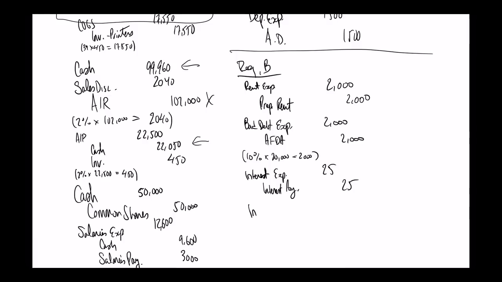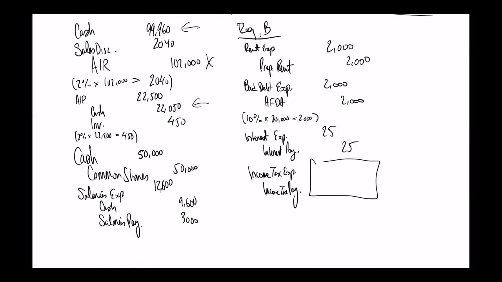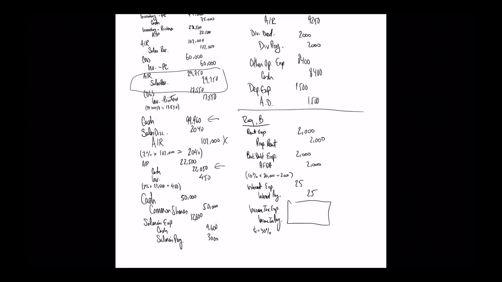And finally, we have income tax expense and credit income tax payable. And we don't know what it is right away, but we do know that our tax rate is equal to 30%, so we'll get back to that after. Let's jump ahead to our statement of earnings, fill it out, and we'll come back and fill out the income tax expense then. So, required C.